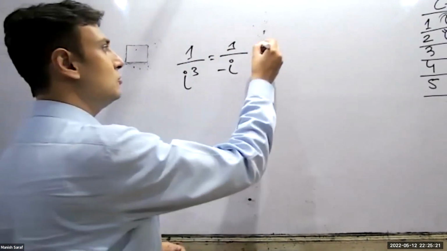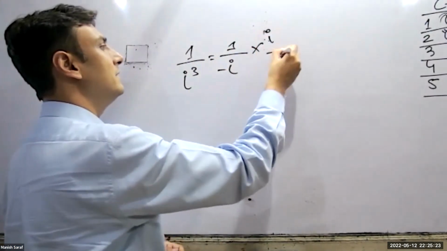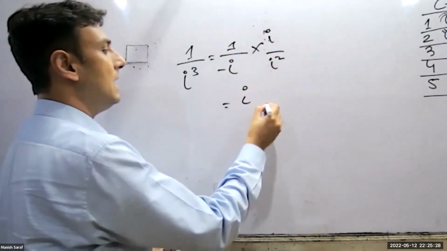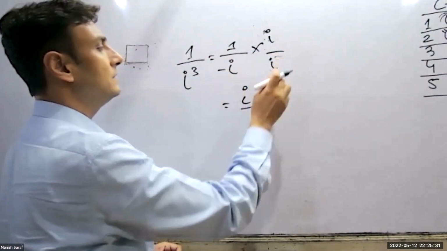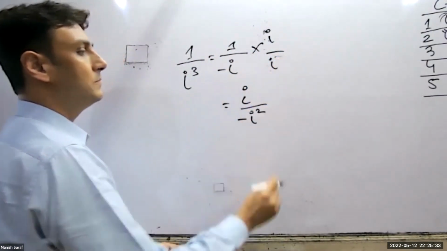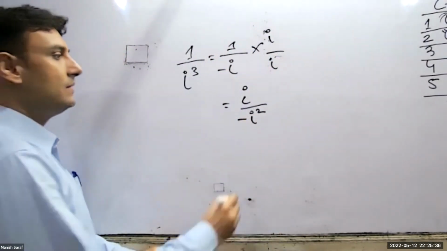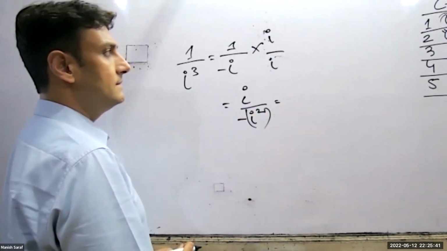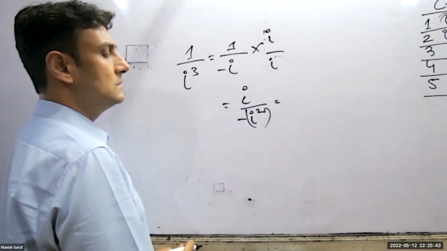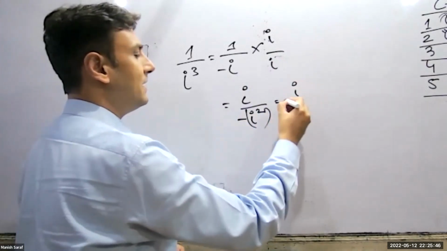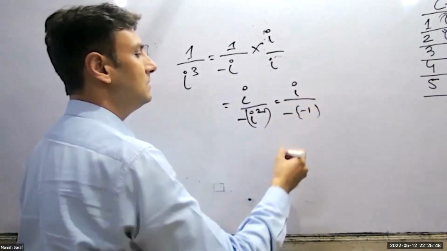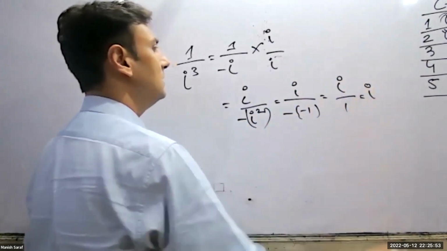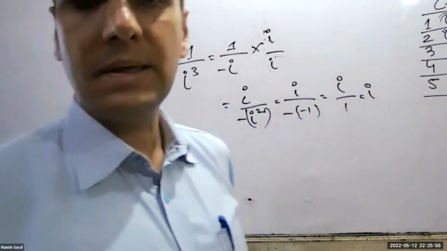So basically, what should I do? Conjugate of minus i would be i. So this can be written as i upon minus i into i. Minus i square. What is the value of minus i square? Plus. So i square is minus 1. So I write i upon minus of minus 1. What will this become? i upon plus 1, which is i.